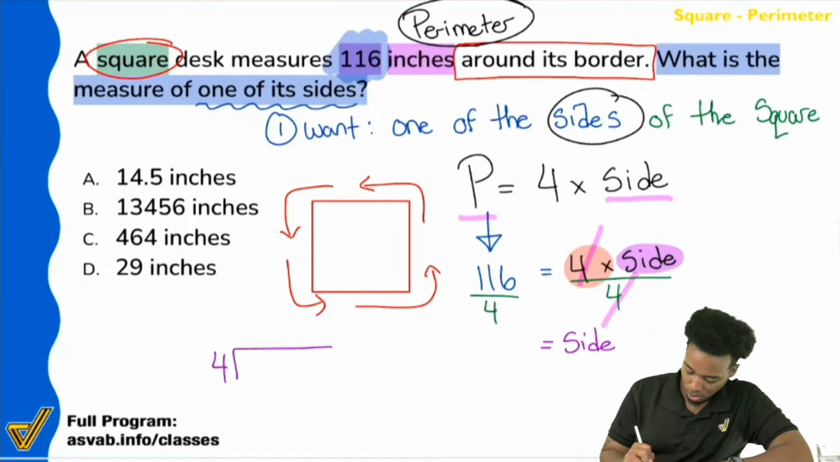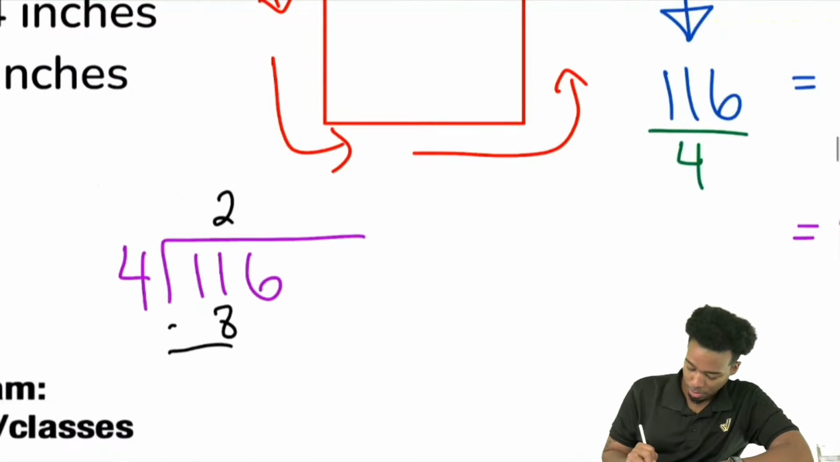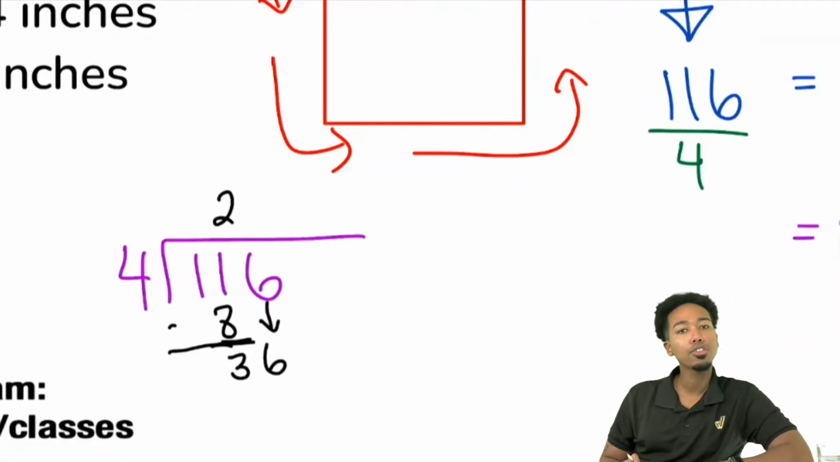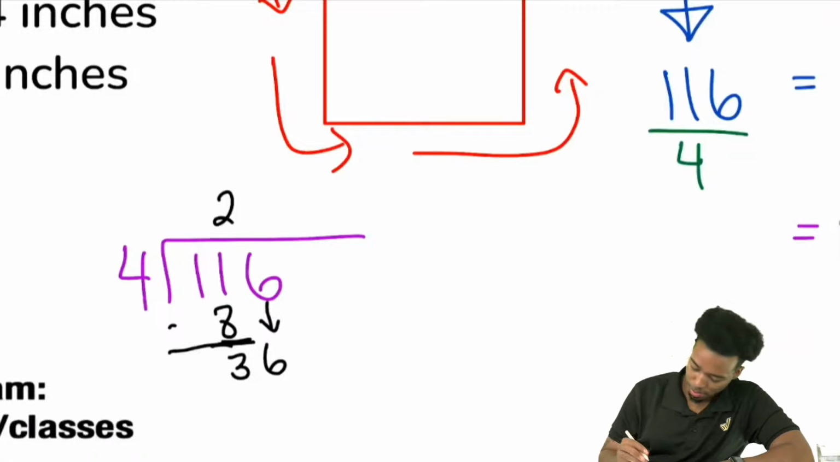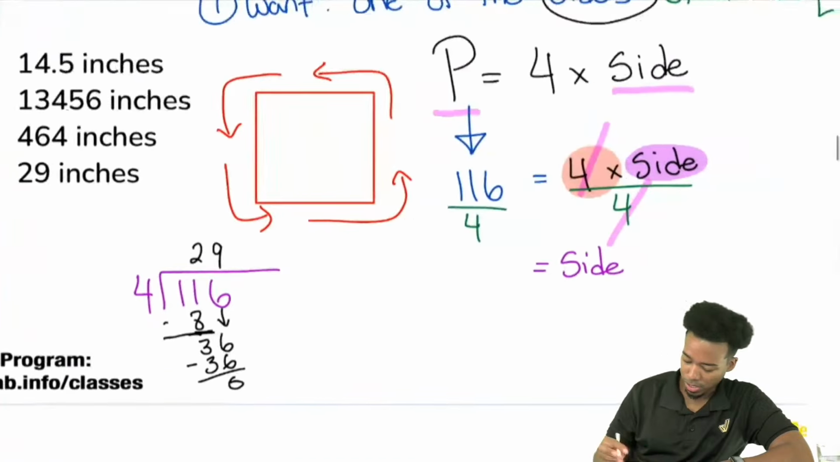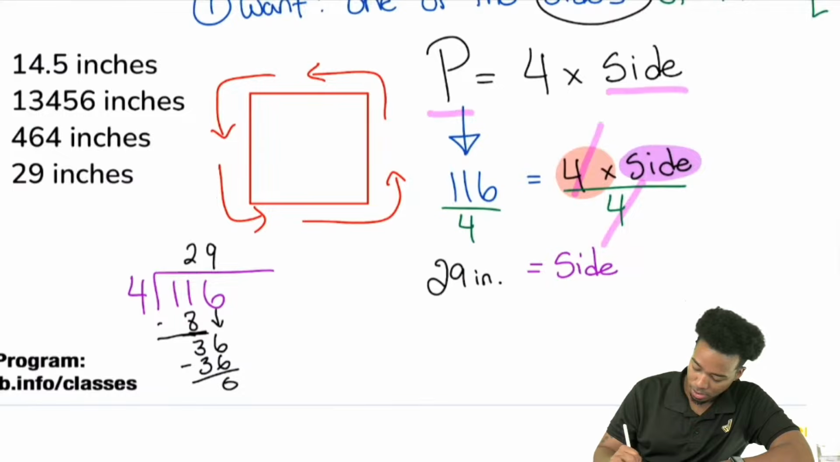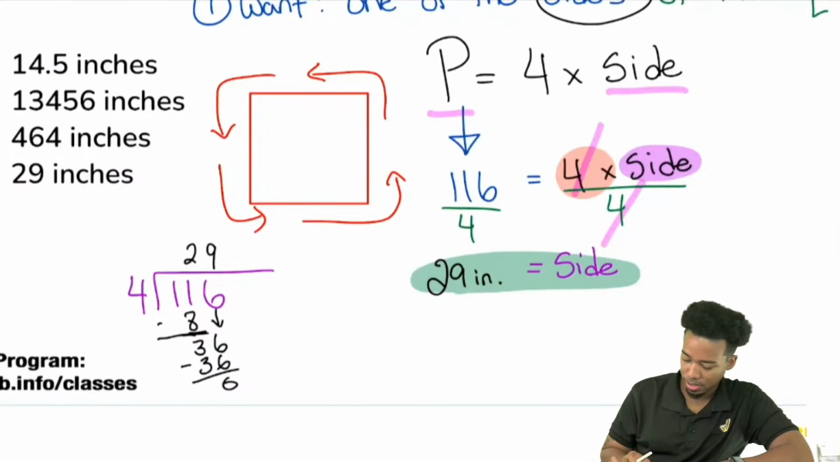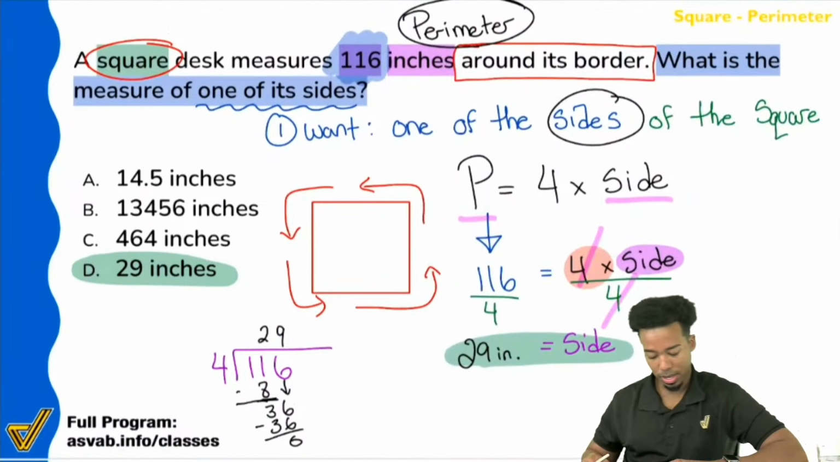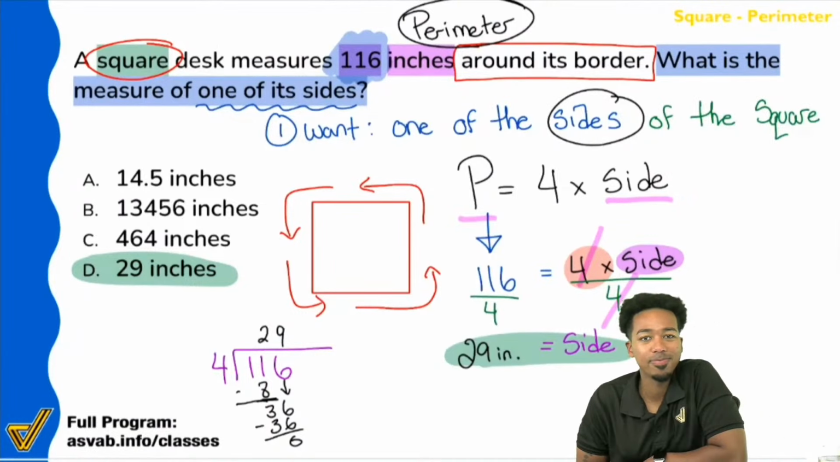So we can do a little bit of long division here. 4 goes into 11 twice, so minus 8. 11 minus 8 is 3. Then we have the 6 being dropped down. 4 goes into 36 how many times, everybody? Boom, that's going to be 9, so 29. That's a clean 36. Nice. And so it's going to be 29 inches, in this case, for the side. We can zoom on out a little bit here, and the answer is D, just like that.